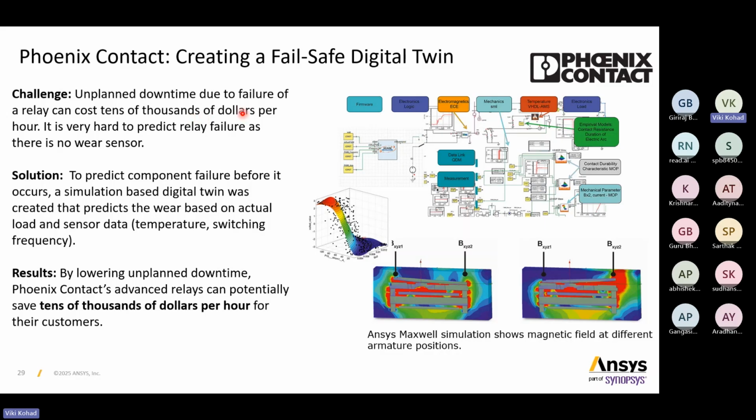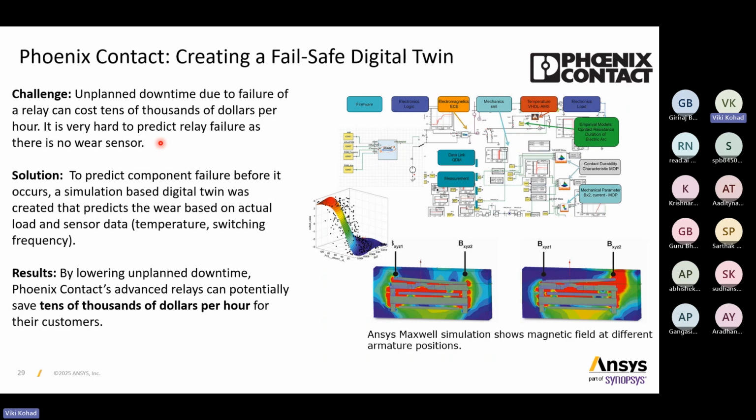So by using ANSYS Twin Builder, what they can do is this: in actuality there is no wear sensor, you cannot measure the wear by using a physical sensor. So the wear has to be measured by using virtual sensors. First they make their virtual model using digital twins, and they place the wear sensor in that virtual model, and they gather the data about the wear, what the value is, and data like actual load and sensor data, temperature, and switching frequency value.